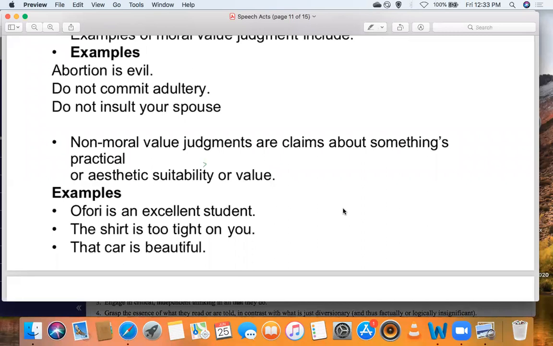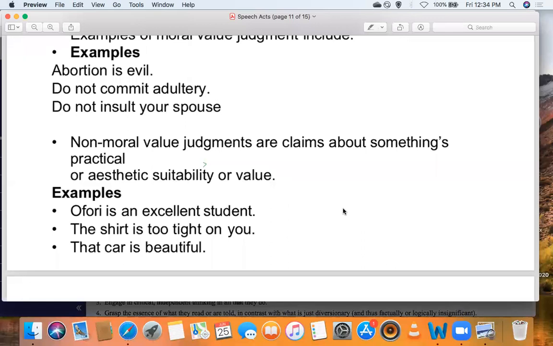So when you step outside of moral issues, we still have values. We have values like utility. When we say something is durable, something is reliable, something is strong, those are non-moral values. They are utility values. And then when you say that something is beautiful, something is good looking, something is not good looking, those are aesthetic values. They are non-moral values, but their values are all the same.